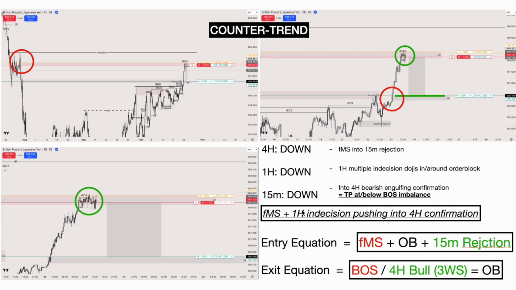So the fractal market shift with the 1 hour indecision pushing into the 4 hour confirmation. Take profit at / below the break of structure imbalance. So we have that break of structure right here, and that's where the imbalance is. Okay, so that's where the 15-minute break of structure is. 15-minute order block even. 4 hour 3 white balls.